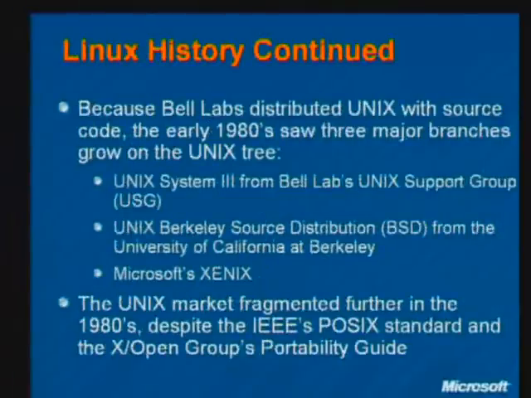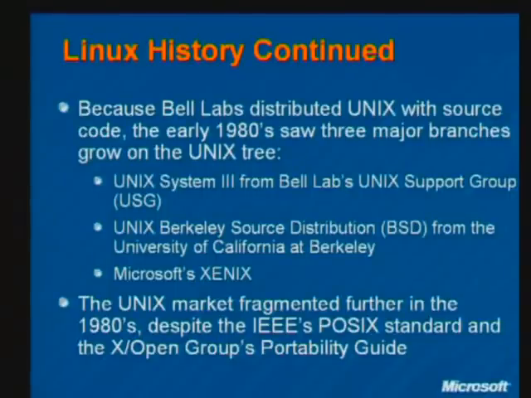Because the source code was proliferated and people could license it, what you saw was three major branches of the Unix tree develop as companies started to add their own features and capabilities to Unix. Those three branches were Unix System 3 from Bell Labs' own Unix support group, another version called Unix BSD from the University of California at Berkeley, and finally, believe it or not, Microsoft's own version of Unix, which was called Xenix. And if you're surprised that Microsoft had its own version of Unix, you might be even more surprised to know that if you look at the early 1980s and talk about the biggest Unix vendor in terms of units deployed around the world, that vendor was Microsoft.